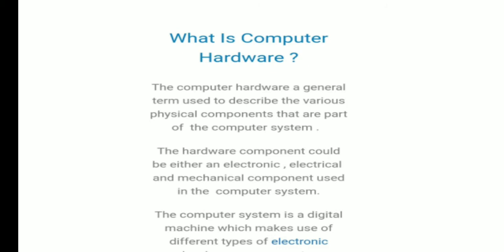What is a physical component? Physical component in the sense, if you can see something and also you can touch and feel the same, then it is called a physical component. And here in terms of computer, we are calling those physical components computer hardware. Touch and see the physical component is called computer hardware. So it can be either an electronic, electrical or mechanical component.